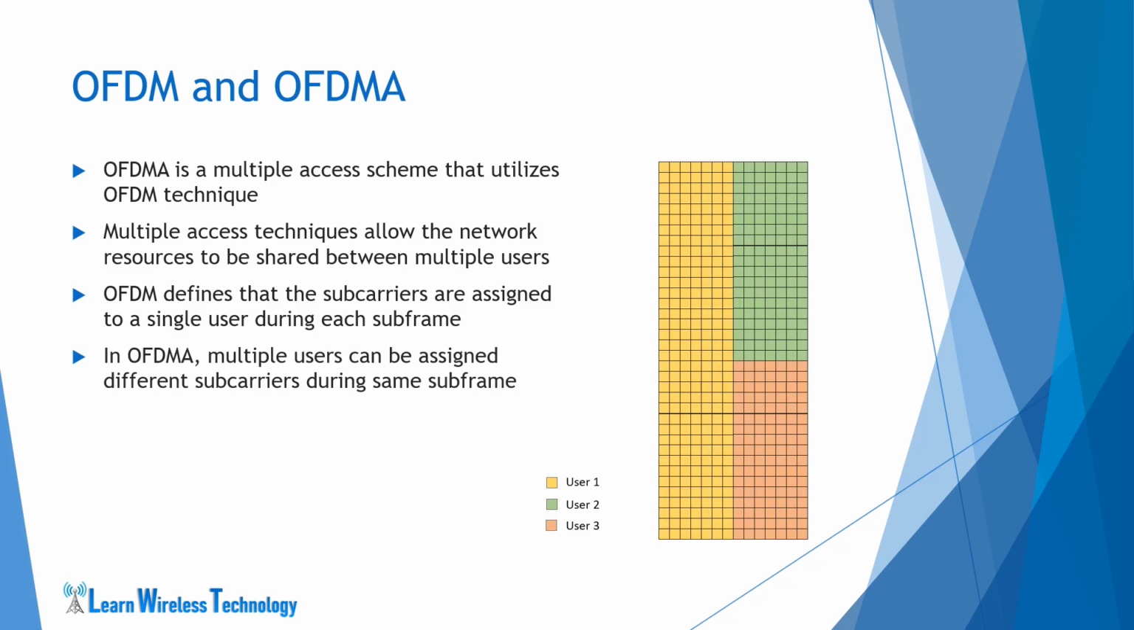Consider an example where 100 subcarriers are available for allocation to users. So using OFDMA, these 100 subcarriers can be allocated to different users at the same time within a subframe, as indicated here. This is possible due to the multiple access feature provided by OFDMA that uses the OFDM technique.